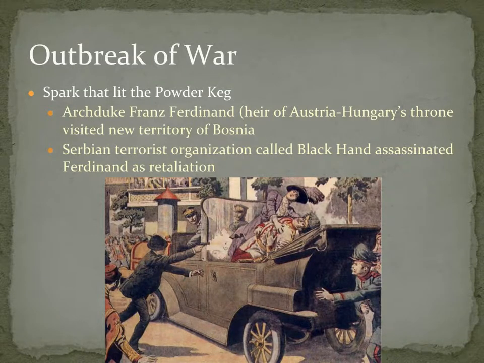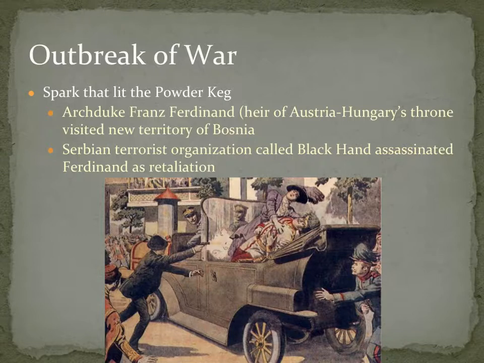So the actual spark that lit the powder keg and started the war is the visit of the Archduke Franz Ferdinand. He's the heir of Austria-Hungary's throne, and he visited their new territory of Bosnia. So Bosnia had been annexed by Austria-Hungary, and so the heir to the throne of Austria-Hungary goes to pay a visit there to kind of like officially say you're in the empire now. And so he takes this trip there.